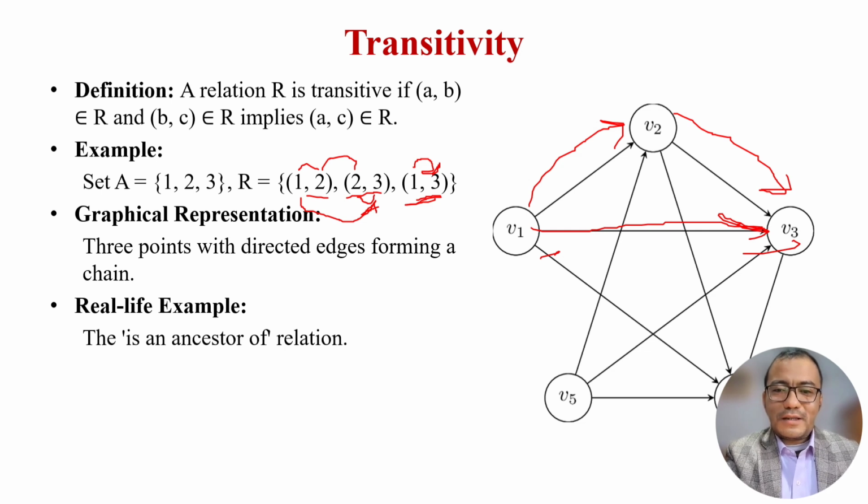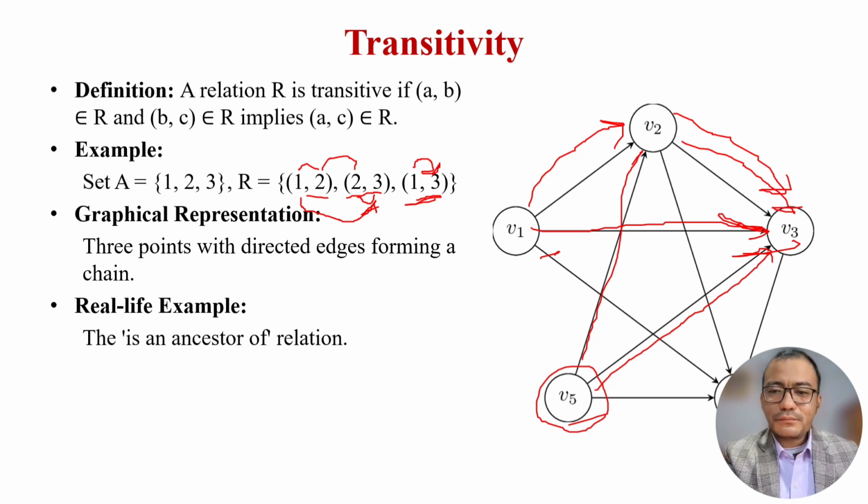Likewise, in the other example, suppose B5 is directed toward B2, and again B2 is directed toward B3, then B5 is directed toward B3. We can write (B5, B3). Likewise B5 toward B4, and B4 toward B3. That's why B5 is again toward B3. This is correct for us. So we can check like this.